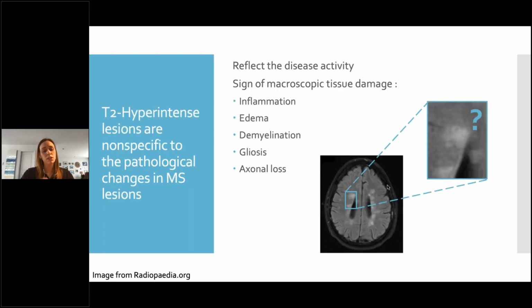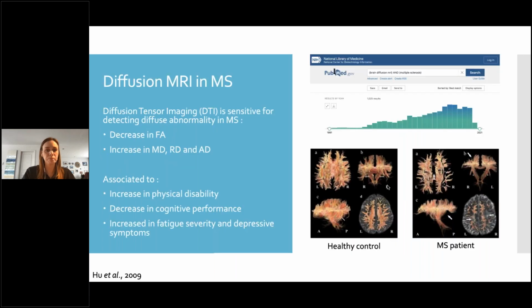So in fact, T2 hyperintense lesions will reflect the disease activity, and they are a general sign of macroscopic tissue damage. However, it's important to know that various pathological processes can cause the same image on conventional MRI, namely inflammation, edema, demyelination, gliosis, and axonal loss. So globally, you understand that everything that can happen inside an MS lesion has the same appearance, hence the need for more specific imaging biomarkers in MS.